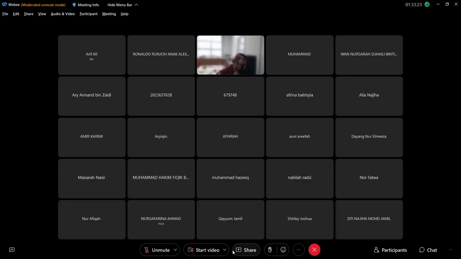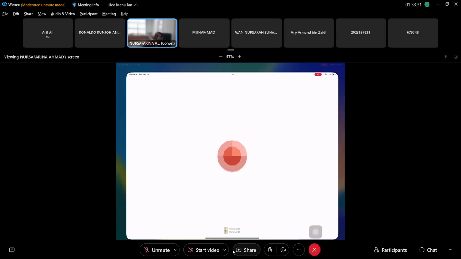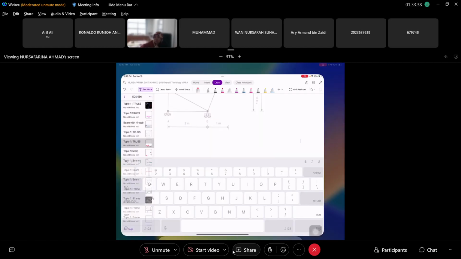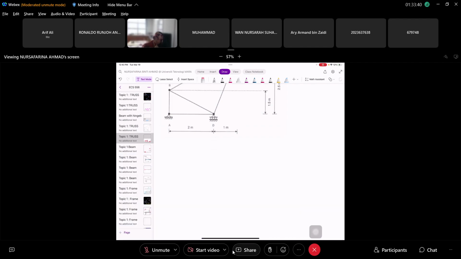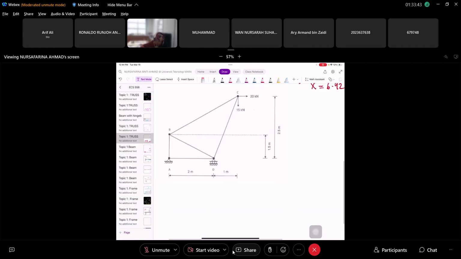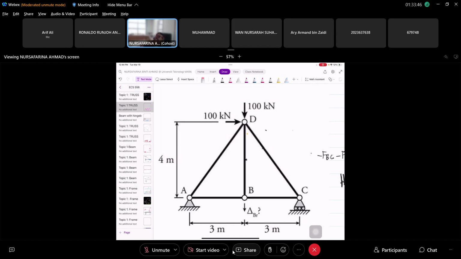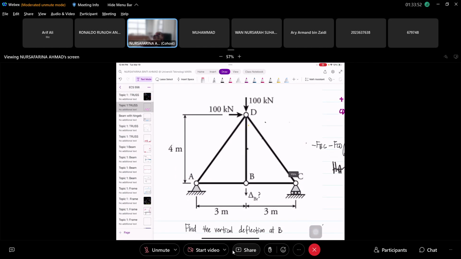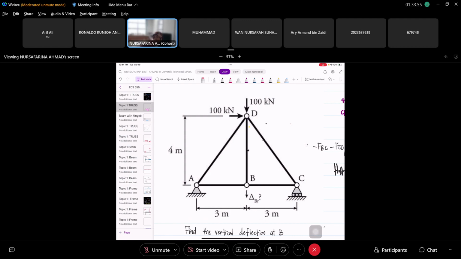Okay, let me share. PowerPoint instead, sorry. Okay, so that is 1 question. This is the second question. Okay, find the deflection at B. The lower one is vertical, right, in the picture. So this is 1, just now was 1. This is the second one. Please take a picture. Okay, get it.